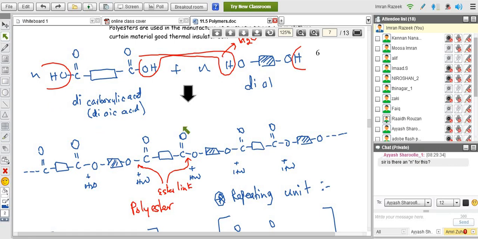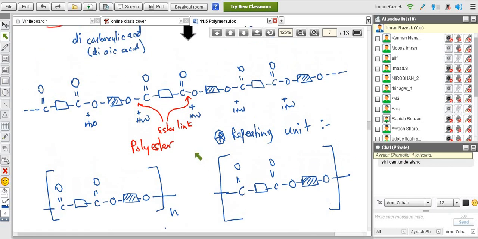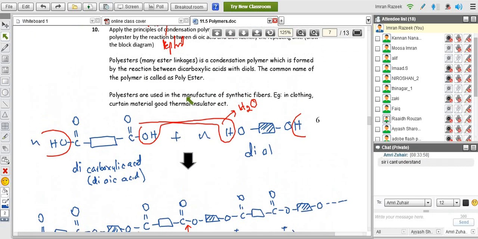Yes, the polymer will have the N. Yes. Any other questions? If not, you can copy this now.